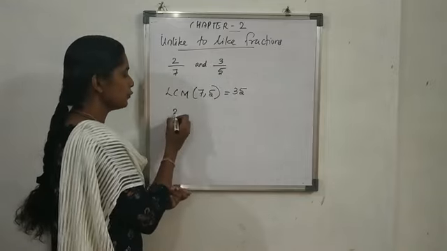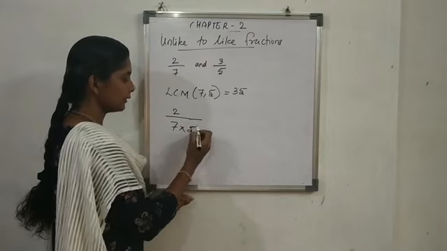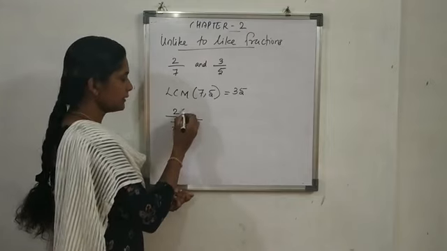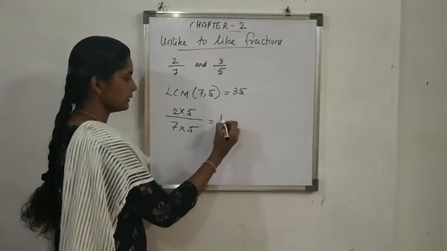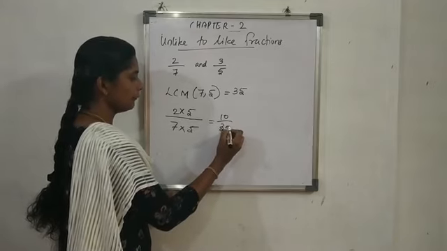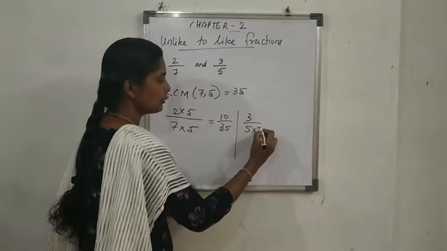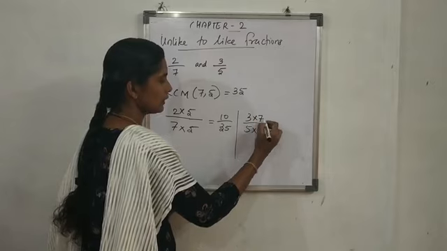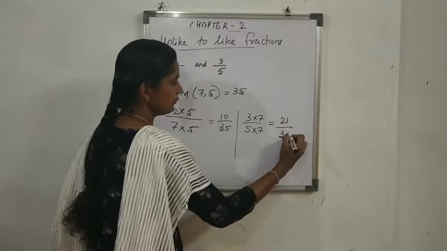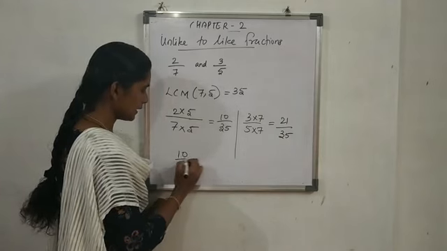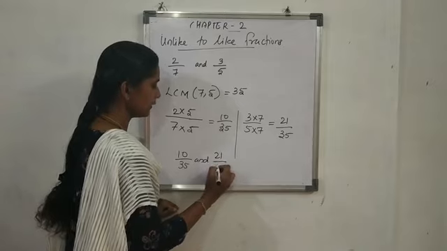First one is 2 by 7. You have to make this 7 into 35. Therefore, we have to multiply it with 5. Same, we have to multiply the numerator also. That is 10 by 35. This is the first one. The second number is 3 by 5. For 5, we have to multiply with 7. Same, 3 also multiply with 7. That is 21 by 35. The numbers are 10 by 35 and 21 by 35.